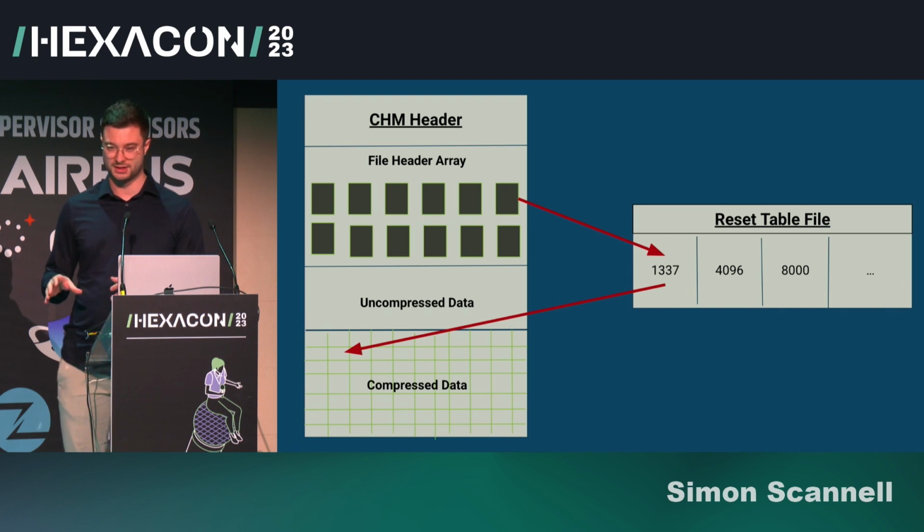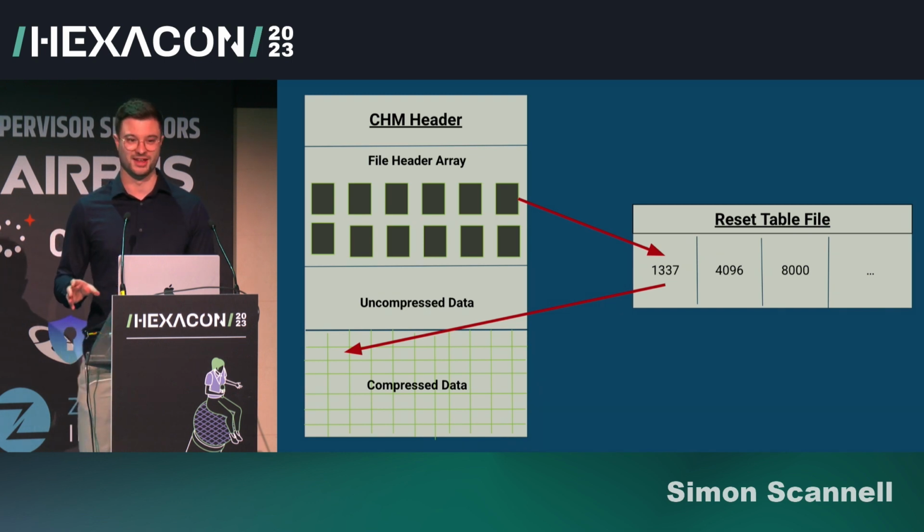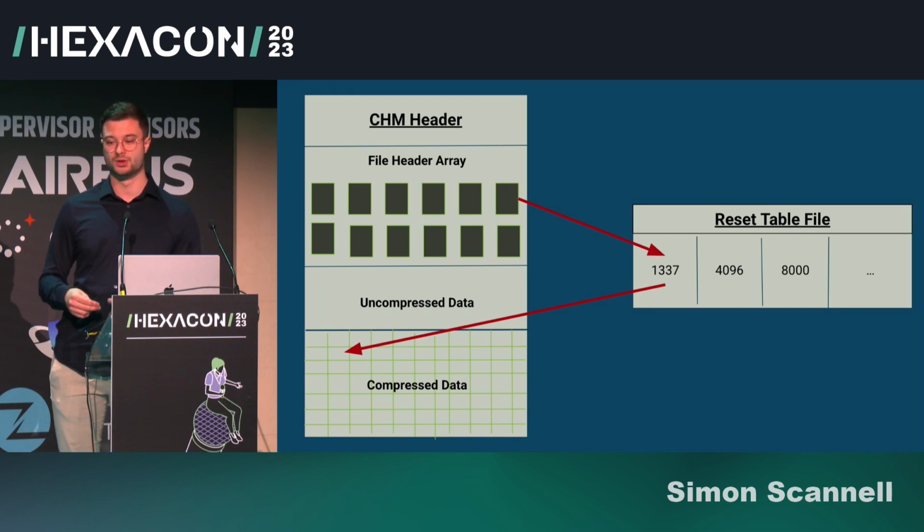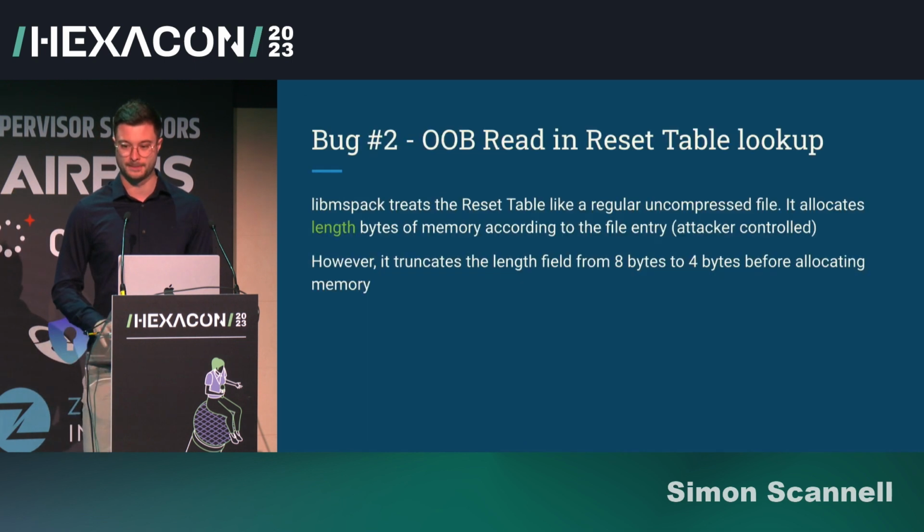I do want to mention that this is a bit overly simplified, and in reality there is a good reason why you have this extra level of indirection, but I don't want to go into too much detail because it's not relevant to the exploit what exactly the compression algorithm does. All we need to know is that this reset table array contains the real offset within the file.